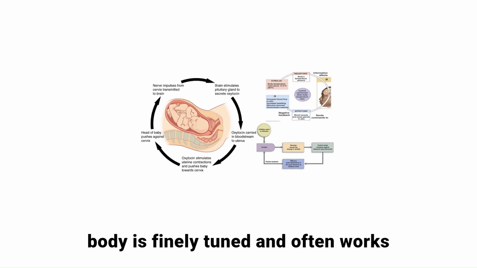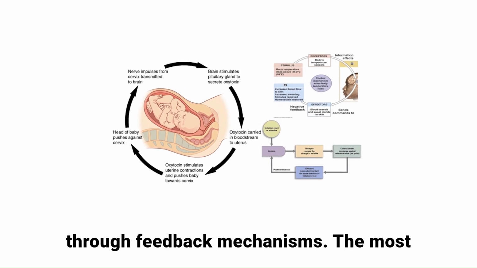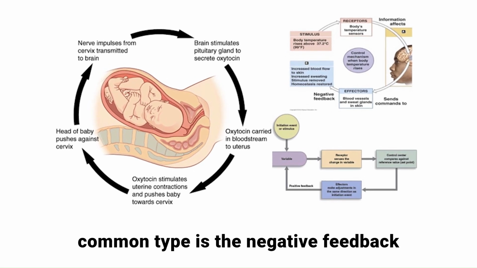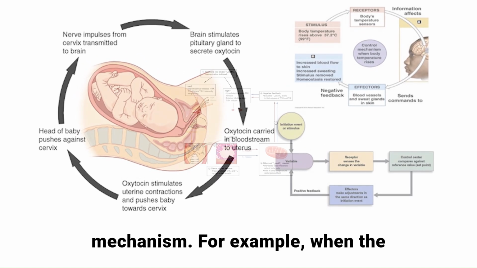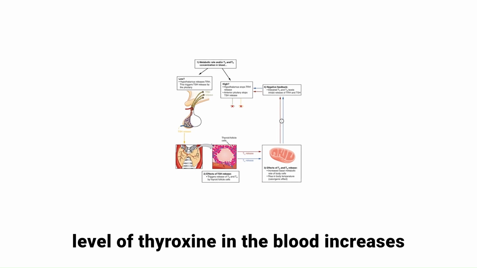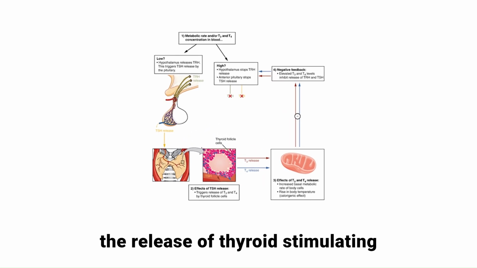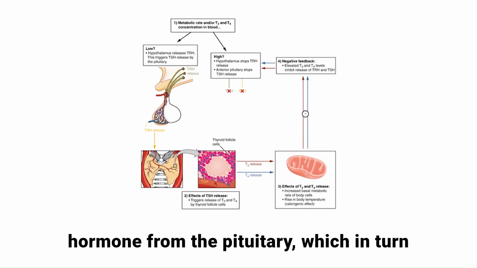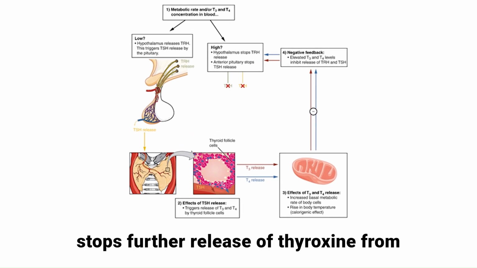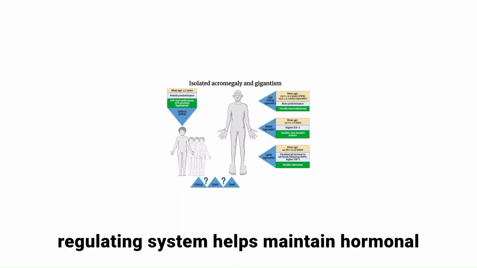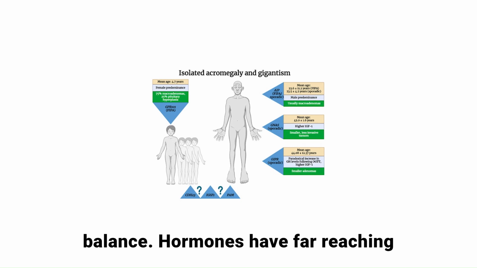Hormonal control in the body is finely tuned and often works through feedback mechanisms. The most common type is the negative feedback mechanism. For example, when the level of thyroxine in the blood increases beyond the required level, it inhibits the release of thyroid-stimulating hormone from the pituitary, which in turn stops further release of thyroxine from the thyroid gland. This self-regulating system helps maintain hormonal balance.